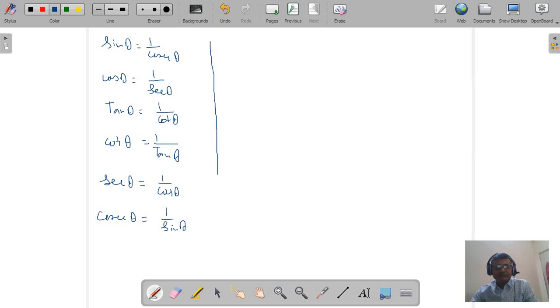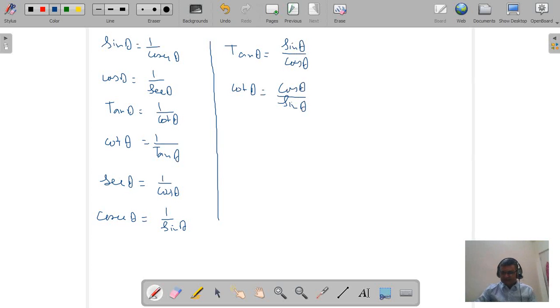And also you know that tan theta is equal to sin theta upon cos theta, and cot theta is also known as cos theta upon sin theta. So these are the formulas which you have to remember so that you can solve things very clearly. Now we are going to solve some questions so that you can easily relate the things.